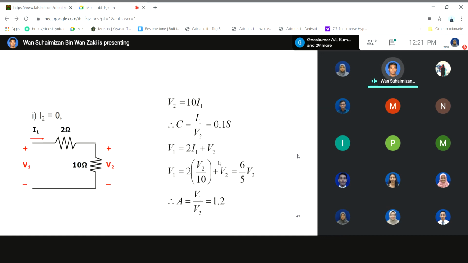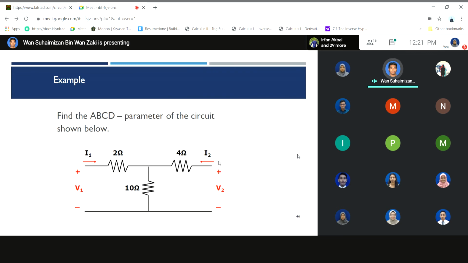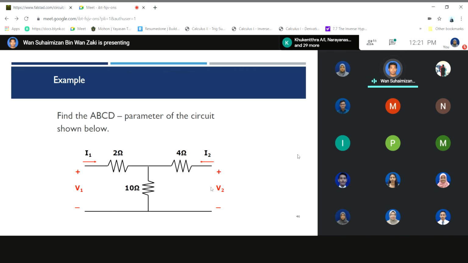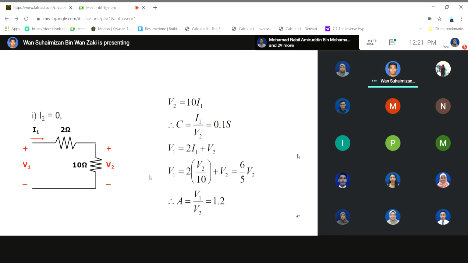All right, so first, from this circuit, you set I2 equals to 0, which means an open circuit. So you open circuit this port, so there is no current going through I2, and your circuit only has 2 ohm and 10 ohm. But the voltage V2 still appears in the circuit because V2 refers to the voltage drop across the 10 ohm, right? So that's why we have V2 across 10 ohm here.